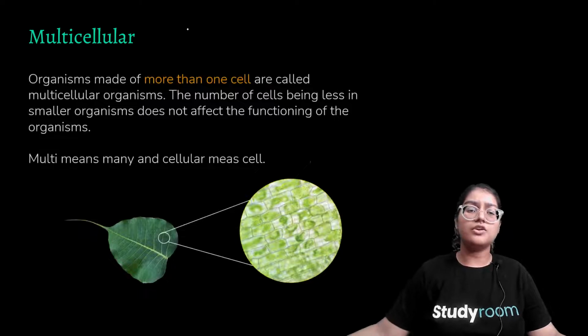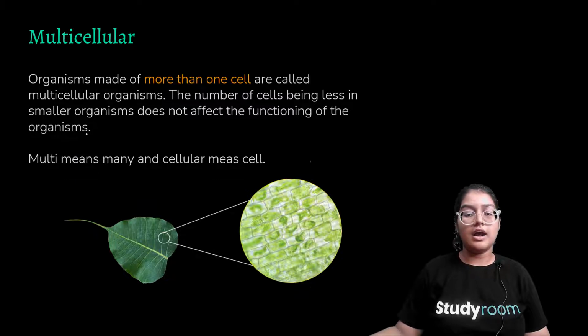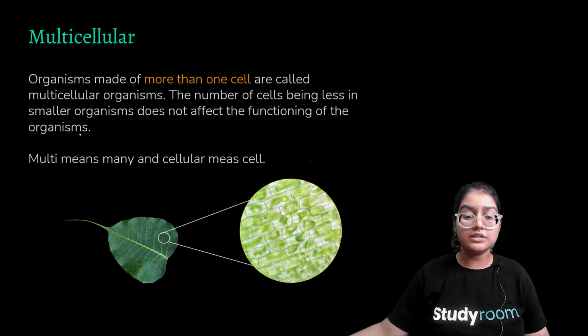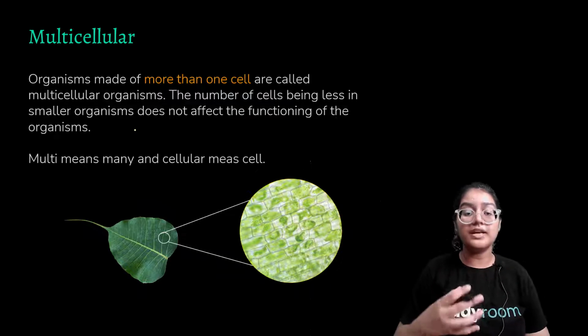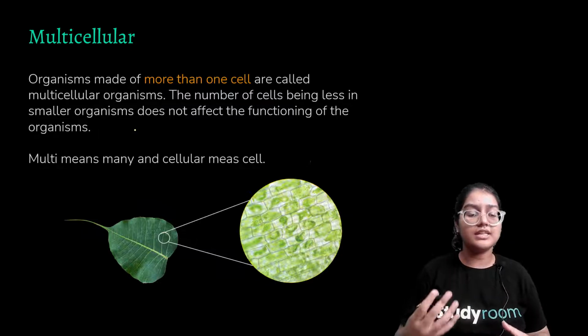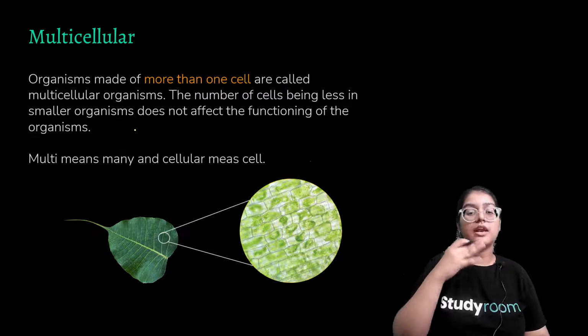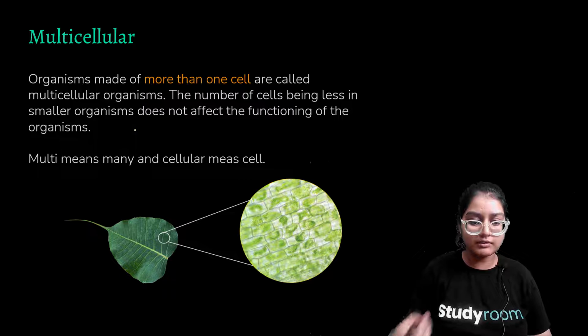So what are multicellular organisms? Just like we cannot measure the cell number of humans and elephants, they are multicellular organisms. A multicellular organism is made of more than one cell. Multi means many, so just like the name suggests, you have to break it down: multi means many, cellular means cell. So there are many cells, basically more than one cell.